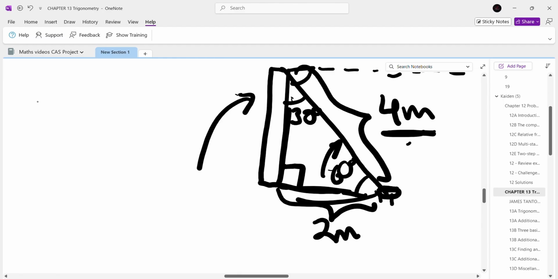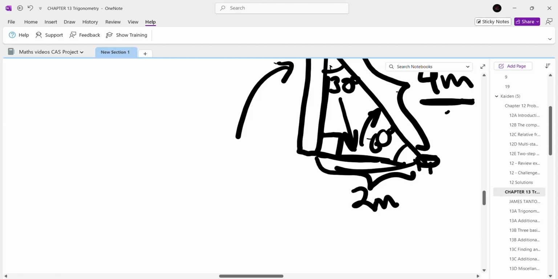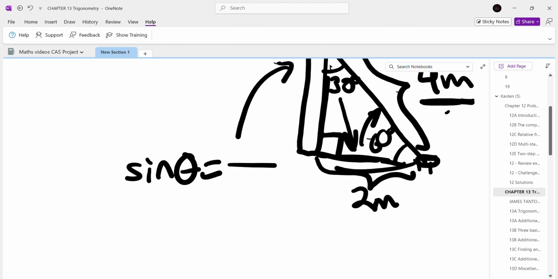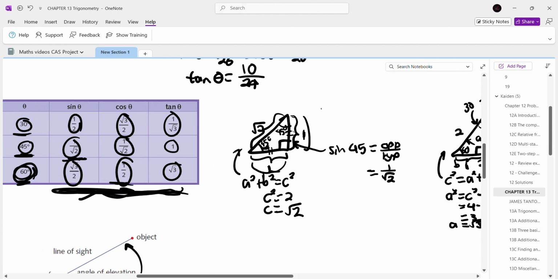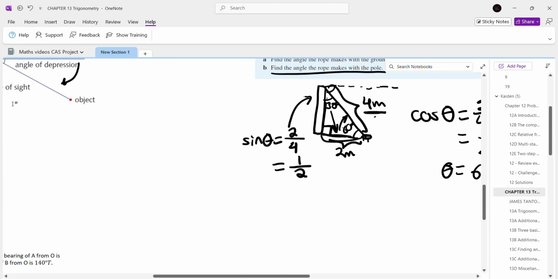So we'd have this angle right here. Obviously this would be the opposite, this would be the hypotenuse. So therefore we have the sine of this angle, which pretend we don't know it, equals opposite over hypotenuse, which equals 1/2. And remember that when sine of theta equals 1/2, that means theta equals 30 degrees.